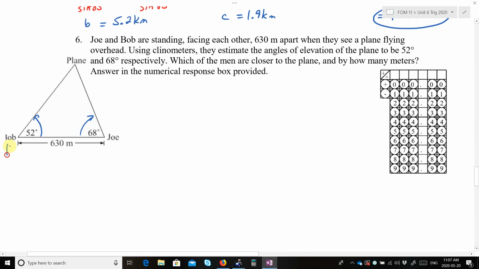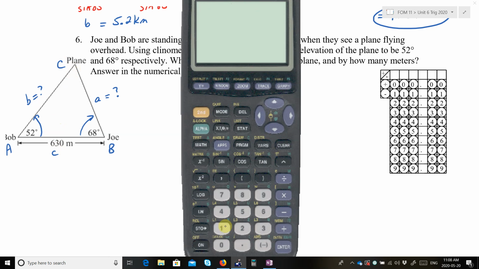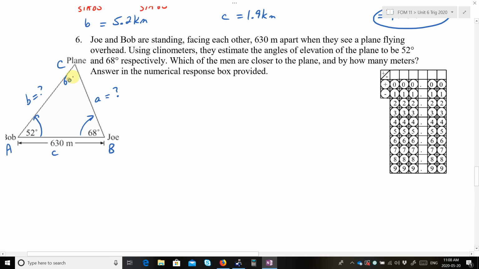Okay, so if we call this angle A and this angle B, what they want us to find is what is little a and what is little b, and who's closer to the plane and by how many meters. So we're going to have to get this little c involved along with its angle, which we don't seem to know at the moment, but angles in a triangle add to 180. So you go 180 minus 52 minus 68, and we get 60 degrees for this.